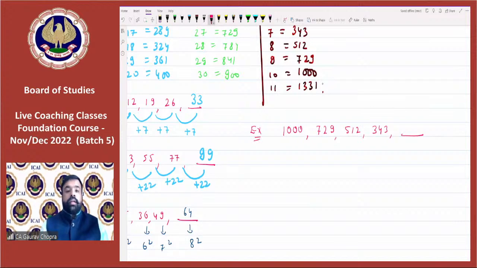Now this time you have to see the logic. What's the logic? So 1000 is simply 10 cube. 729 is 9 cube. 512 is 8 cube. 343 is 7 cube. So next number will be 6 cube. That is 216. And yes, many of you have given the answer. That's great.